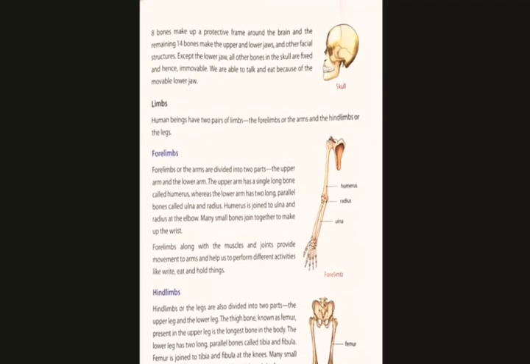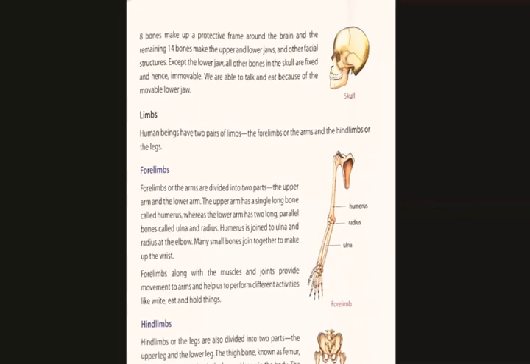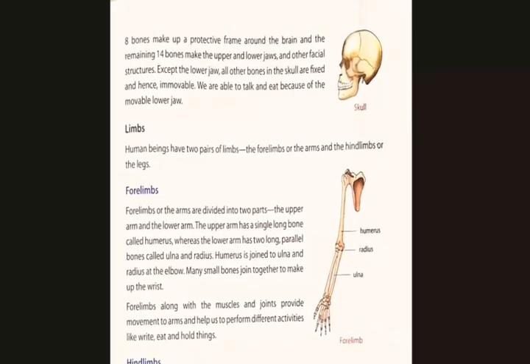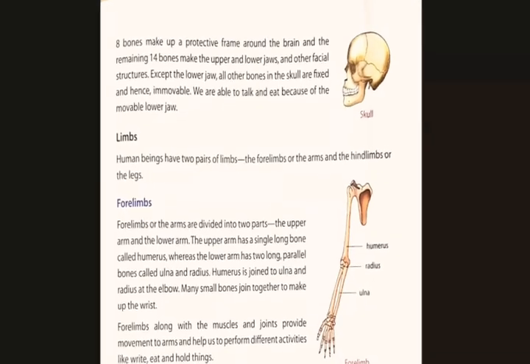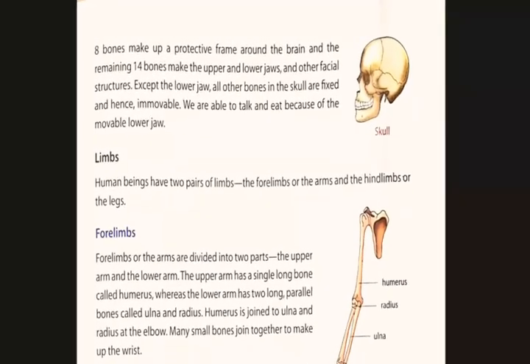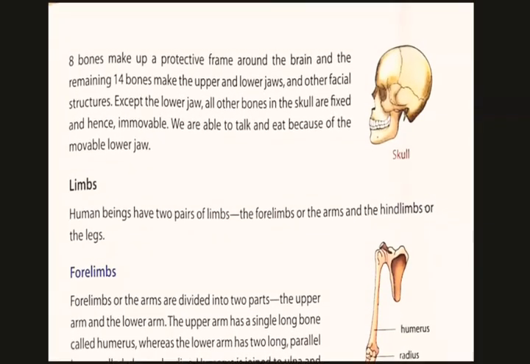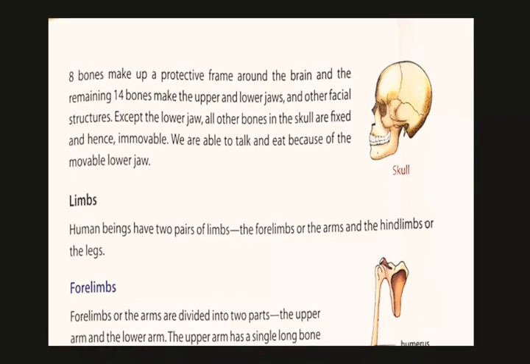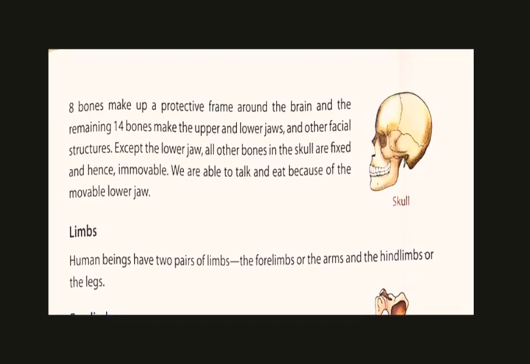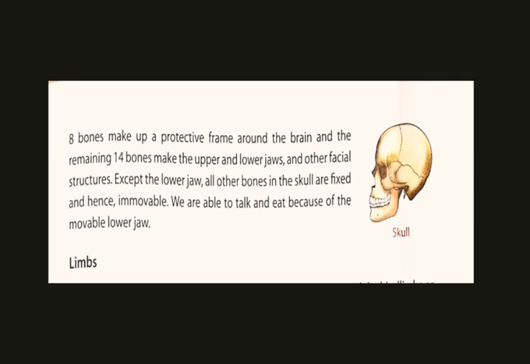Now, the skull consists of 22 bones, where 8 bones make up a protective frame around the brain and the remaining 14 bones make up the upper jaw and the lower jaw, and the other facial structures. Now, there is a little exception. What is that? The lower jaw. It is movable. The rest are all immovable.